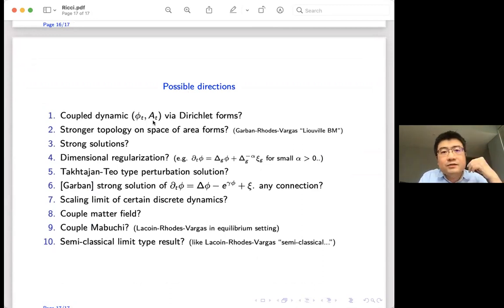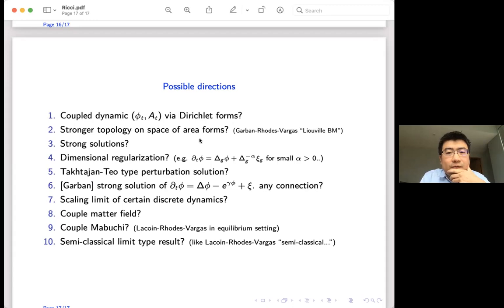So we only constructed this dynamic for the area form. One can ask how to construct the dynamic for the conformal factor, or even have a coupled dynamic, such that for any positive time t, phi is the Gaussian free field for A, and A is the GMC for phi. So that's one thing to do.